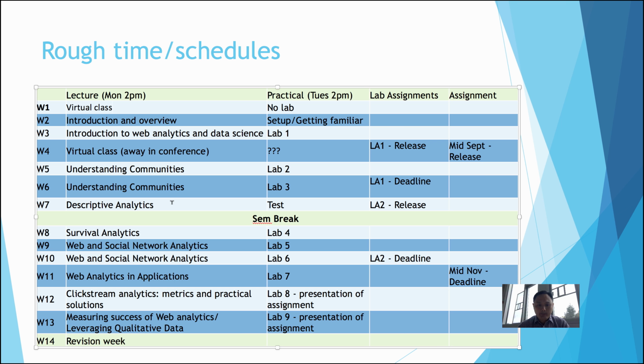And then in week 7, very quickly we reach descriptive, and I plan to give a test during that lab. I might move lab 4 to week 7. Okay, we'll discuss it, but that's where I also give you lab assignment number 2. And then the survival analytics, then we move on to web and social network analytics. Very quickly we move to the last part. That's where you get to November.